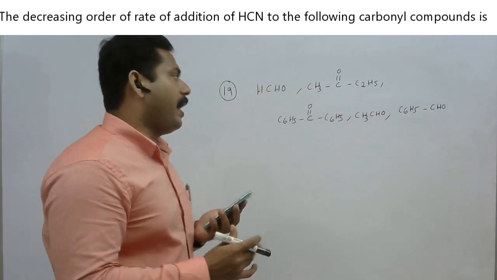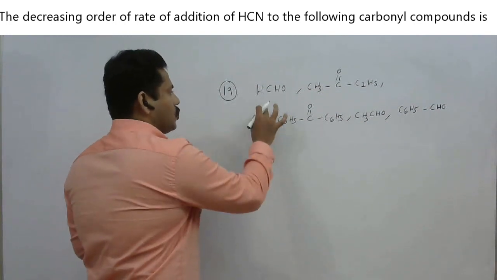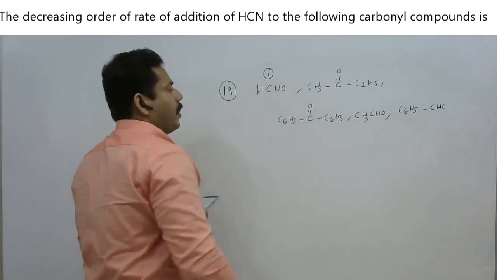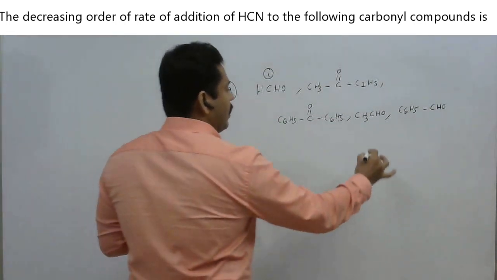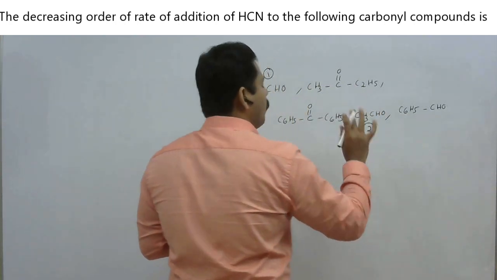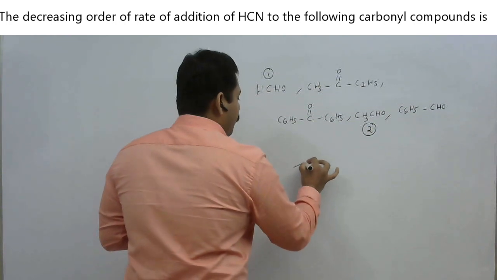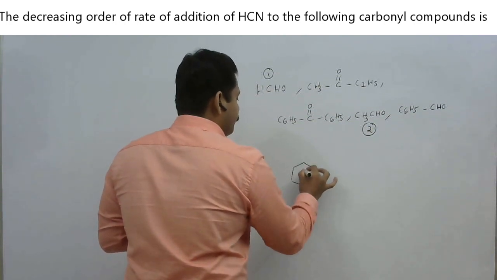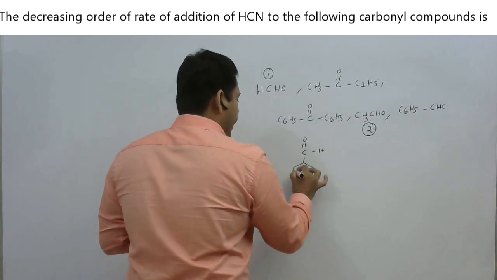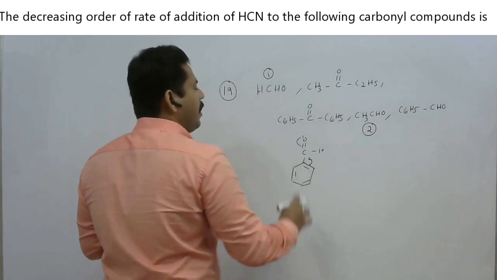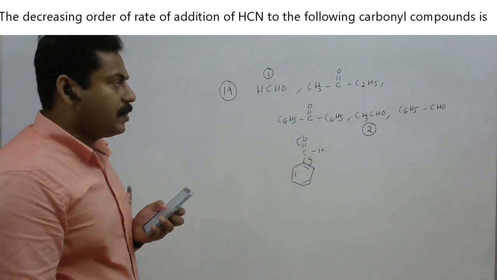But here we have to focus on several things. The first thing, we know that HCHO will be the fastest one, right? There is no other plus I effect group there. Now what about the second one? This will be the second one because it contains only one CH3 group. But here competition comes. When we take benzaldehyde, this ring is decreasing the positive charge of the carbonyl carbon by resonance.